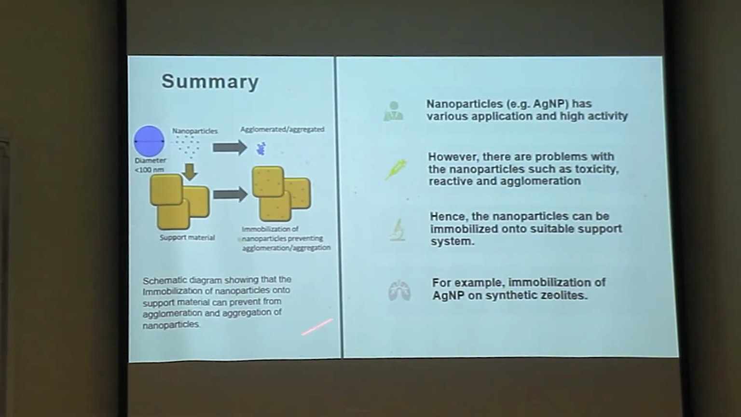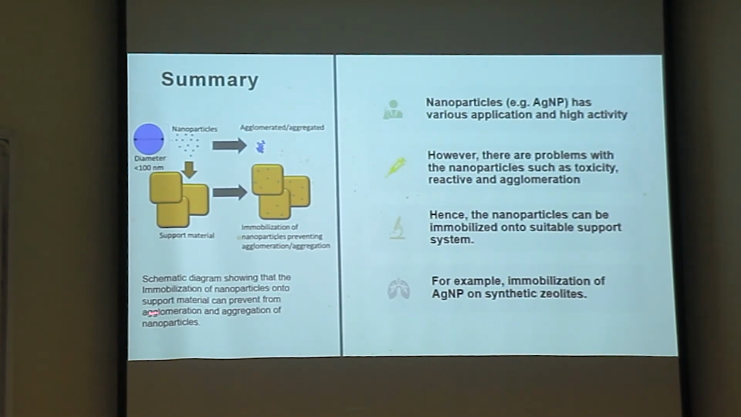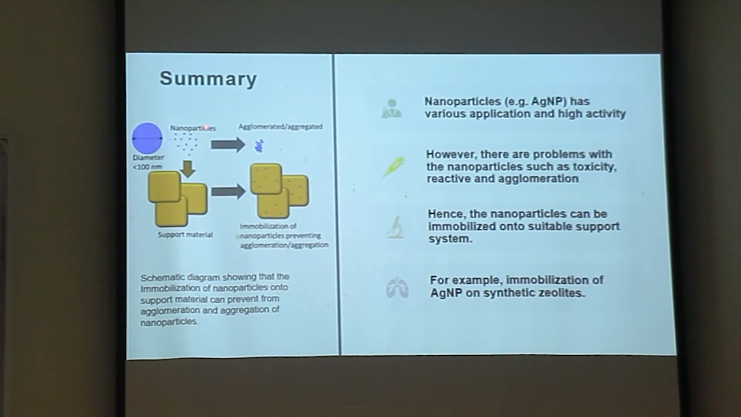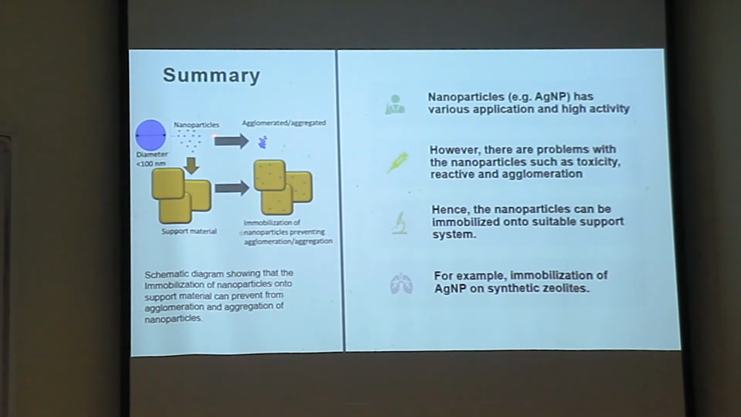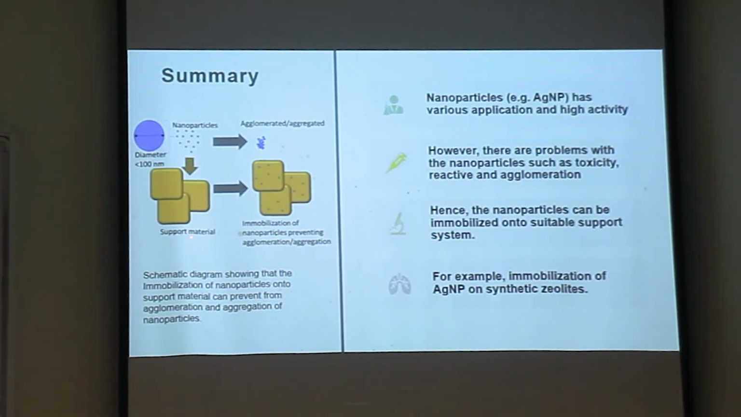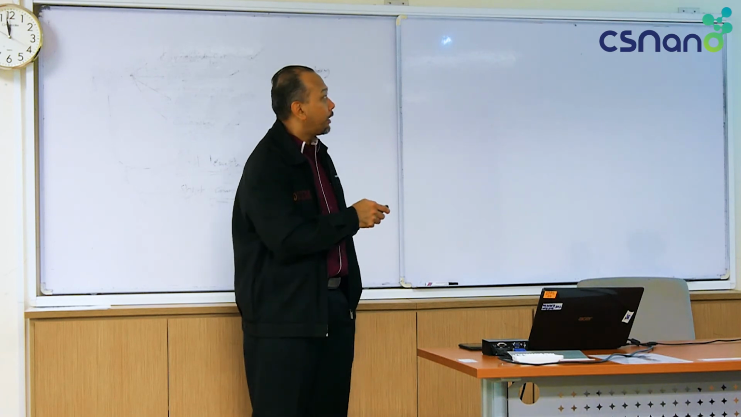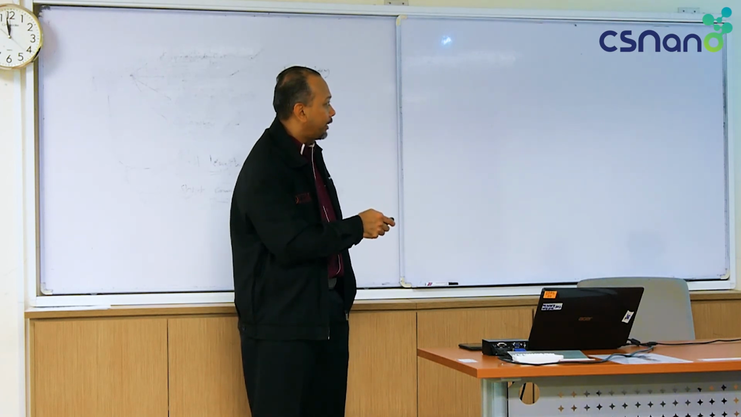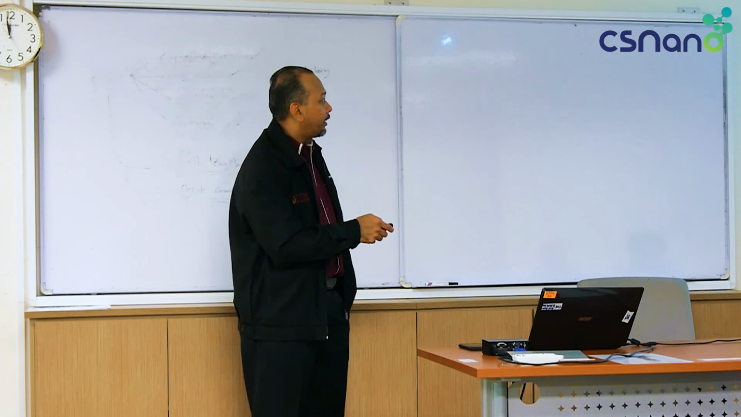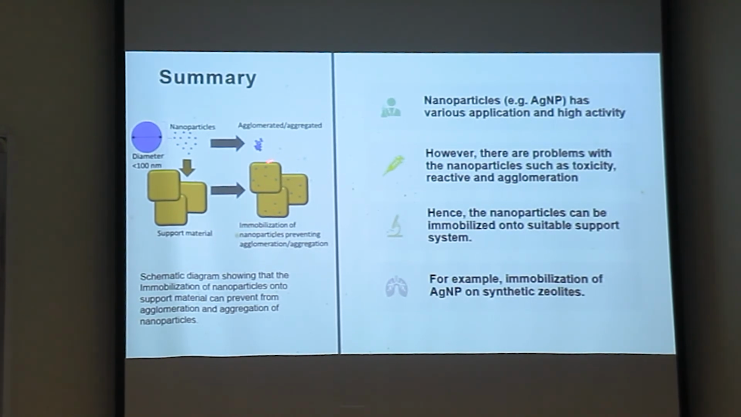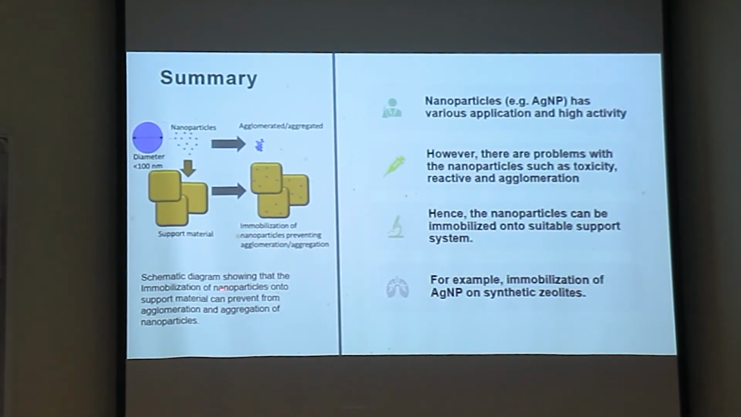So this is a schematic diagram showing the immobilization of nanoparticles. If there is no support material, they tend to agglomerate or aggregate. But if you put the nanoparticles inside a support material, the nanoparticles, the blue ones here, are scattered inside the support material.